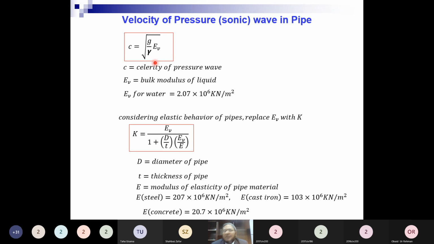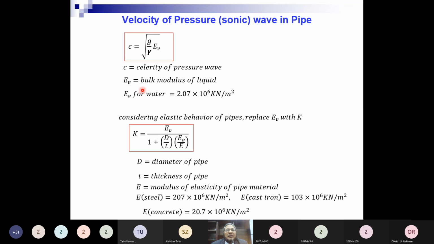Is it okay? And what is the Ev? Ev is the bulk modulus of the liquid, and its value for water is 2.07 into 10 raised to power 6 kilonewton per square meter.